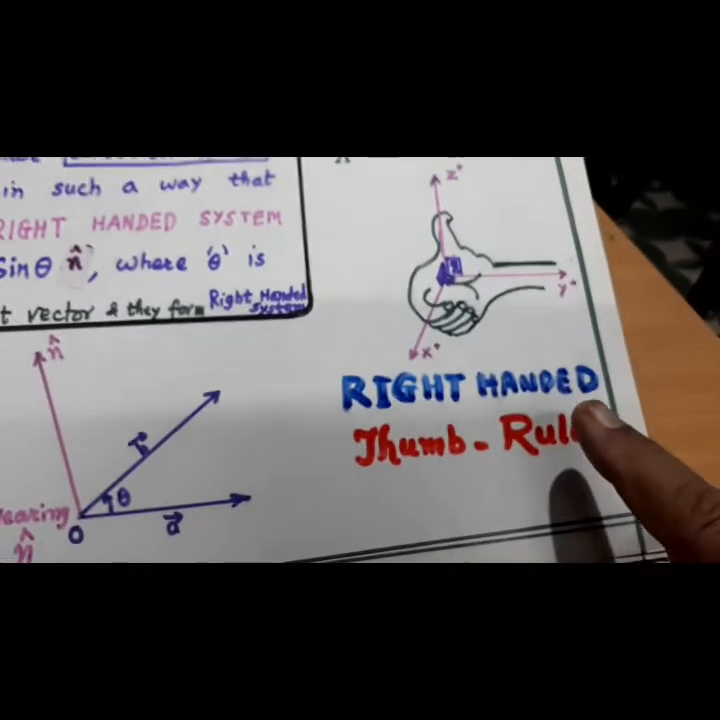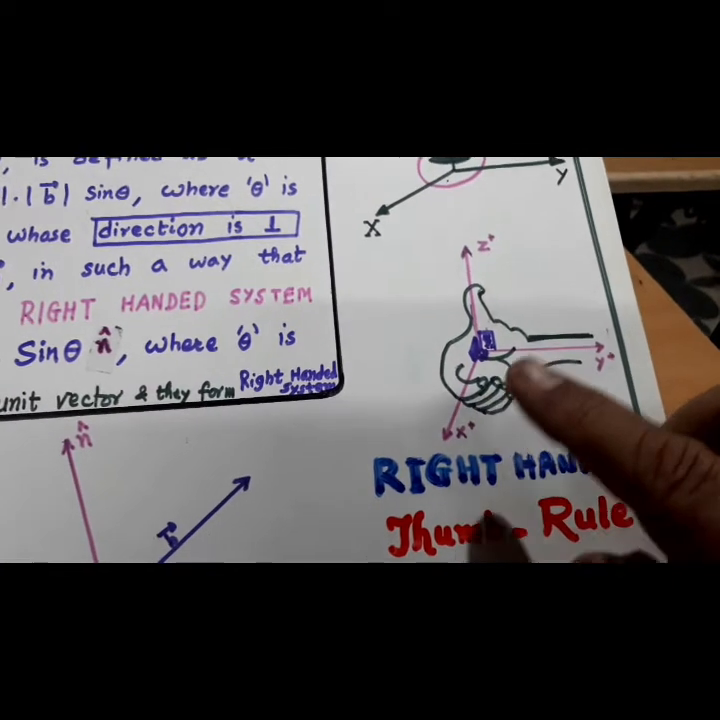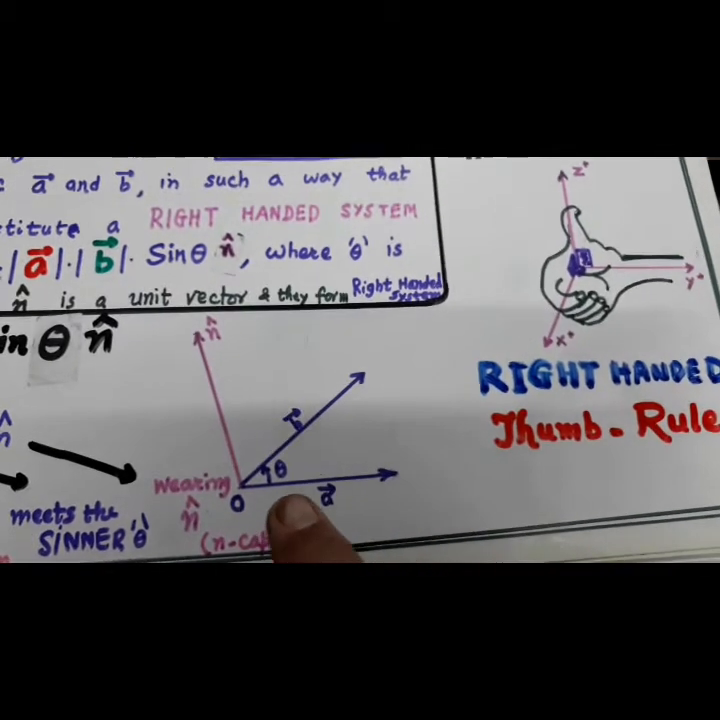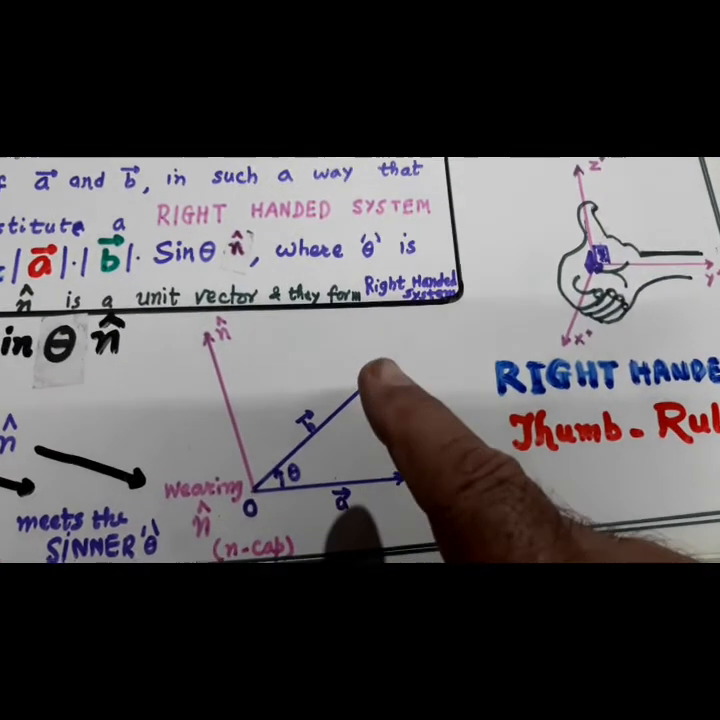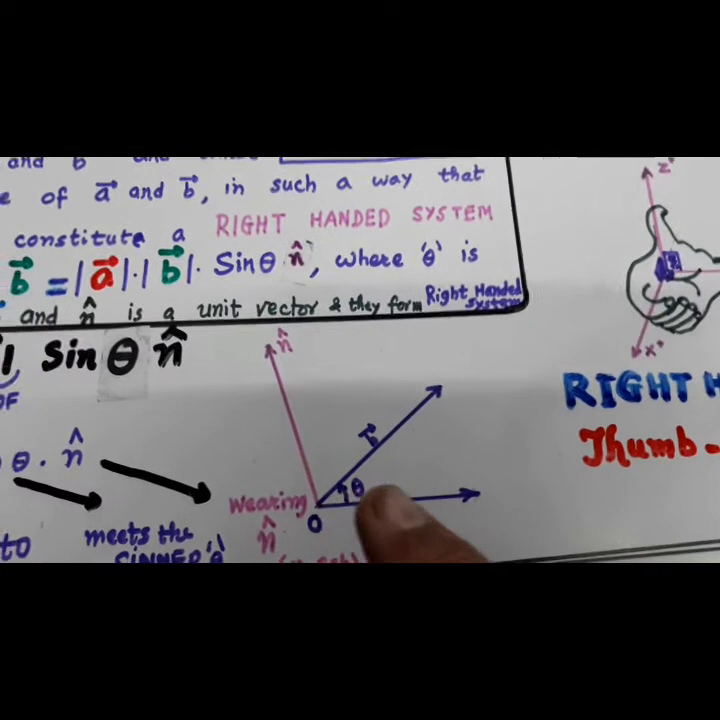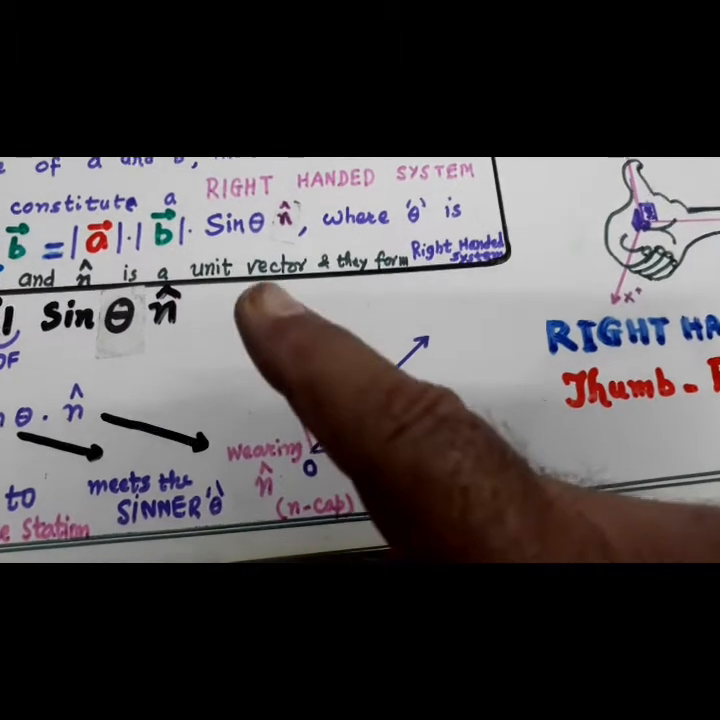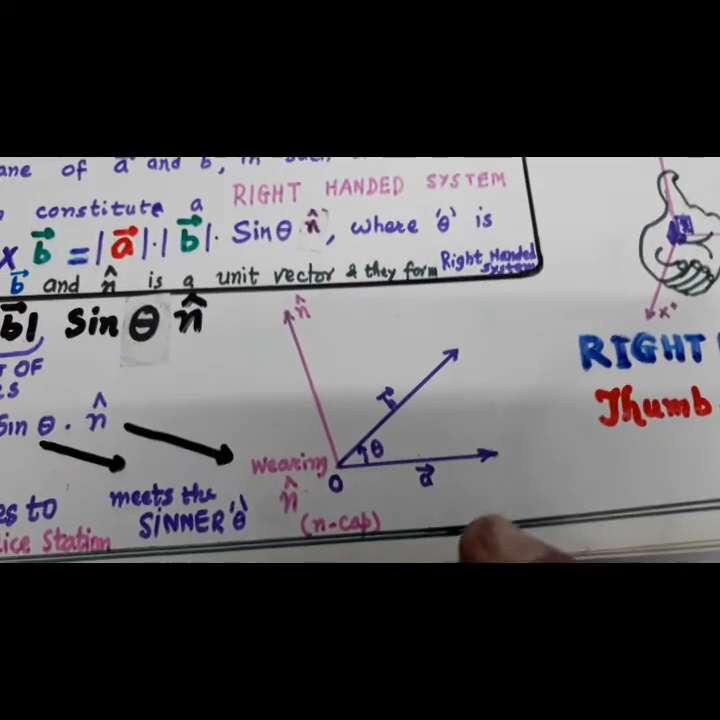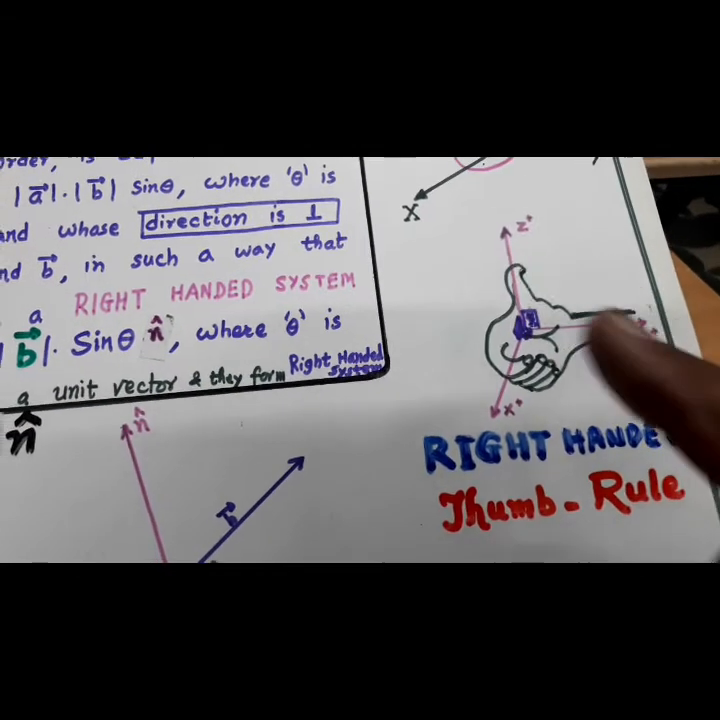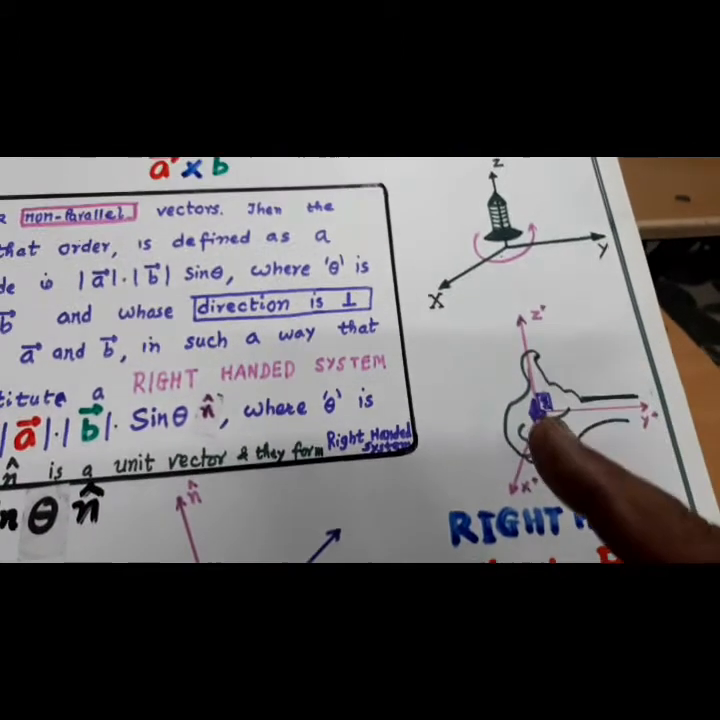Look here. Here is the right-hand thumb rule. This is x-axis, this is y-axis, this is z-axis. Now, this is vector A, this is vector B, and this is vector n cap. This is perpendicular. This vector n cap is perpendicular on A and B. Look here. This z-axis is perpendicular on x-axis and y-axis. So, it is in this direction.